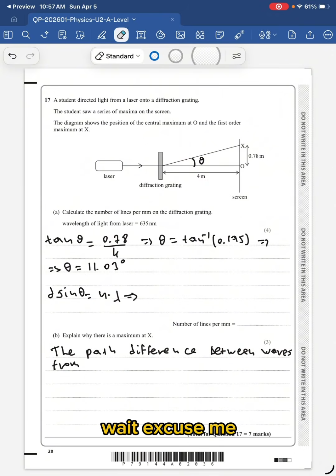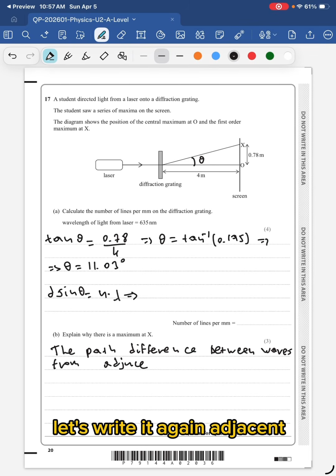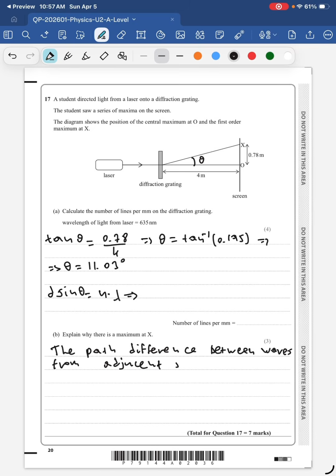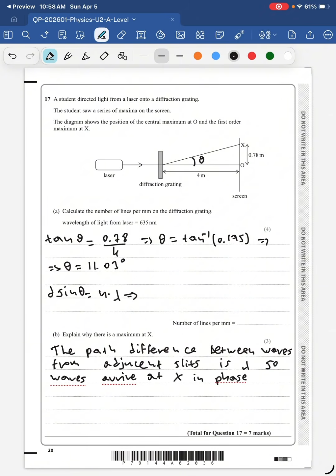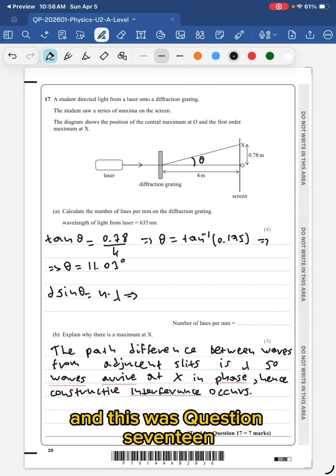Let's write it again. Adjacent slits is lambda, okay. So waves are in phase, so waves actually arrive at X in phase. It's better this way. Hence constructive interference occurs. Okay, and this was question 17.